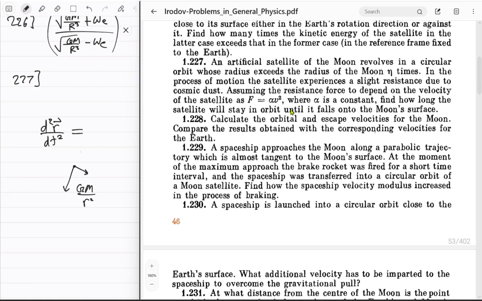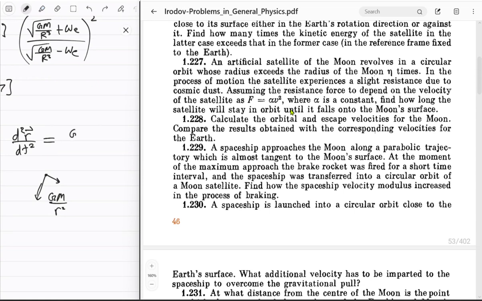So the d square r vector upon dt vector stuff, right? What is that equal to? Right. Okay. We'll do it. No big deal. We can do it. So you got acceleration in this direction. It's just this much. So it's GM upon r square negative r hat.